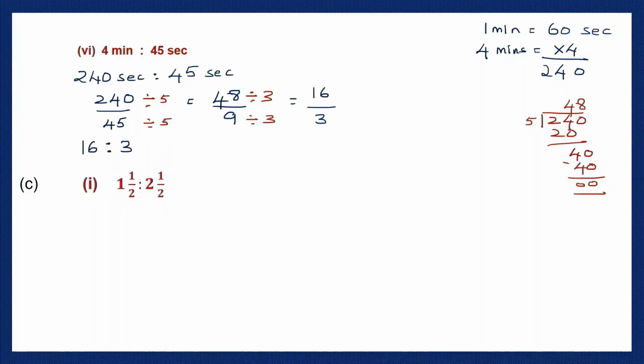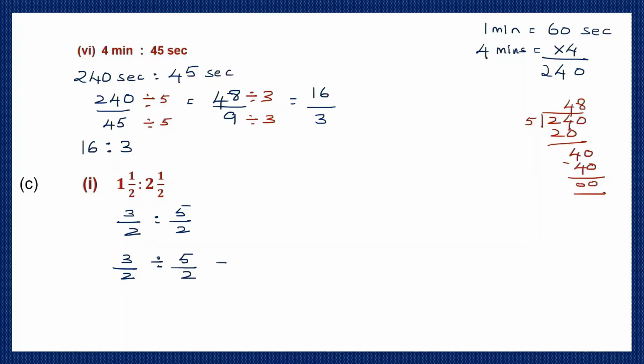Next question, 1 by 2 is to 2 1 by 2. So these are fractions, isn't it? So first step, let's convert. 2 ones are 2 plus 1, 3 by 2. 2 twos are 4 plus 1, 5 by 2. So 3 by 2 is to 5 by 2, which is actually 3 by 2 divided by 5 by 2. So let me write that. 3 by 2 divided by 5 by 2.